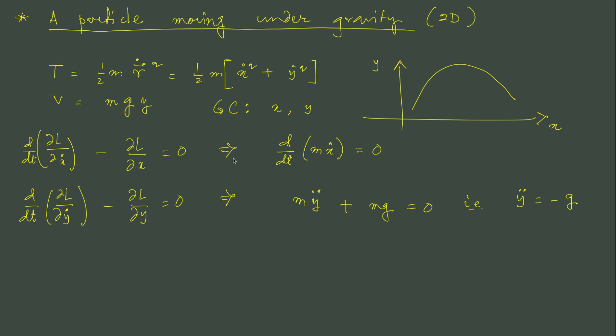And then d/dt of del L del x dot minus del L del x, our Lagrange equation for x, gives us that the x momentum is conserved and the x acceleration is 0. And for y, it is simply that the y acceleration is negative of g, exactly what we expect. So it gives us in a straightforward manner, starting from the kinetic and potential energy, the equation of motion.